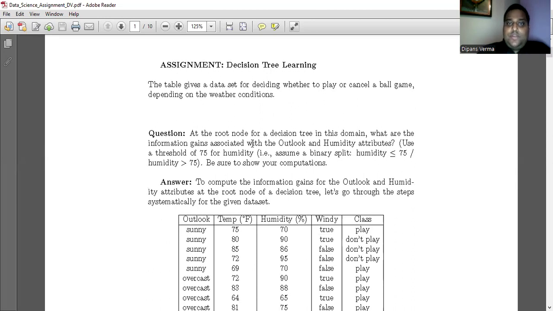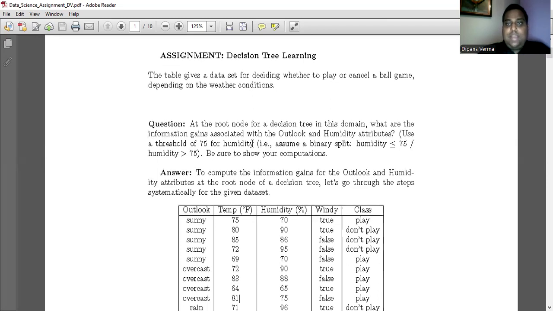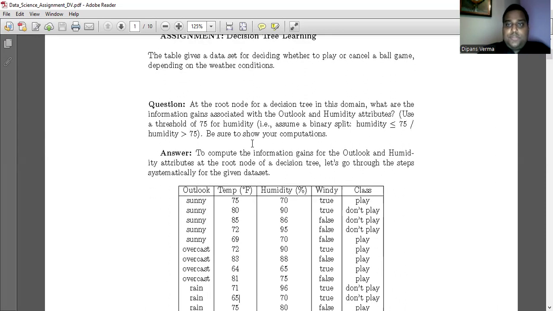At the root node for a decision tree in this domain, what is the information gain associated with the outlook and humidity attributes? For the humidity attribute, we have to use the threshold 75. That means we split it into binary: one is less than or equal to 75 and another is greater than 75, and we also have to do the proper computation.